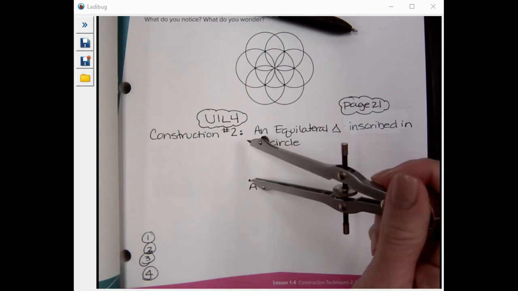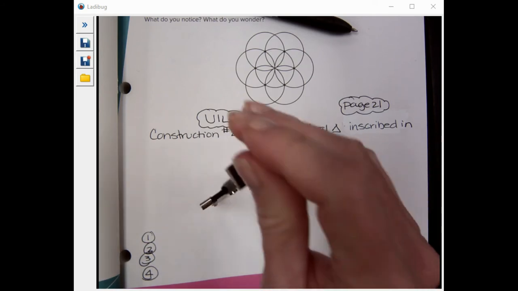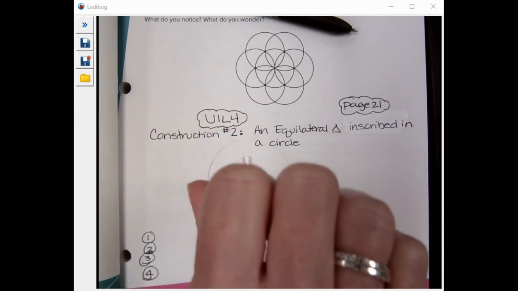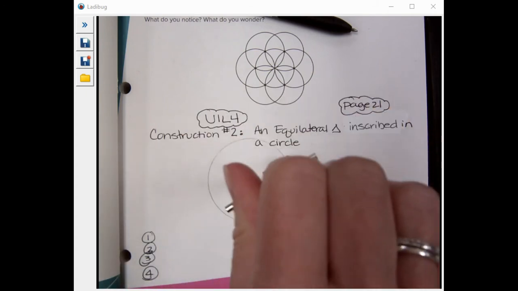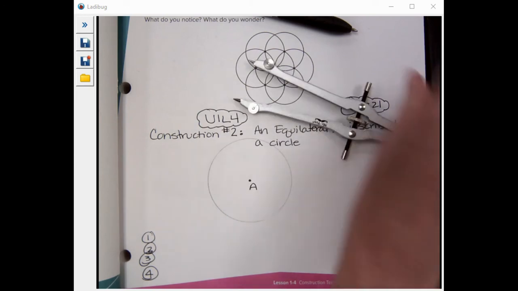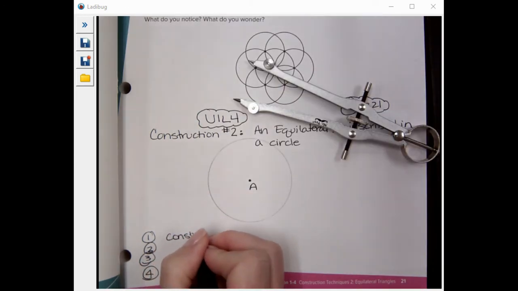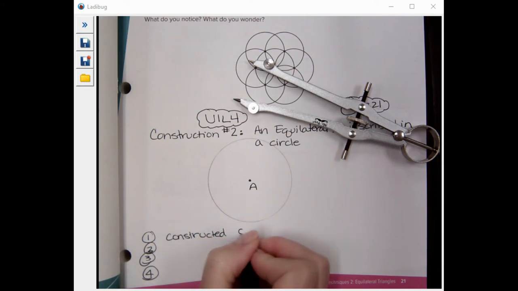So the very first step we're going to do is make a circle. We're going to make circle A. So let's draw that circle. Make it dark enough that you can see it. So that was step 1, is we constructed circle A.